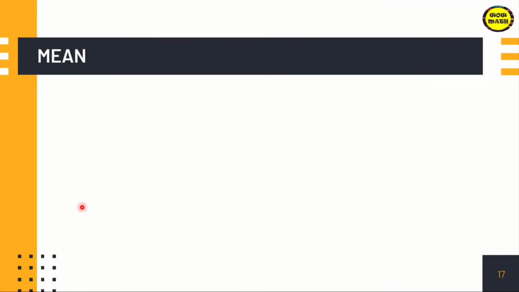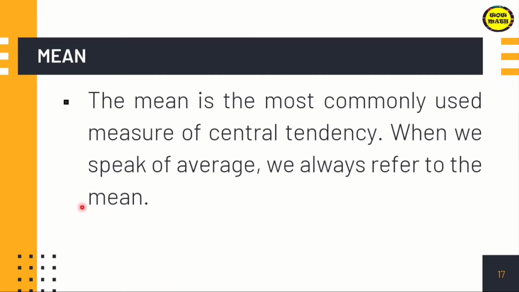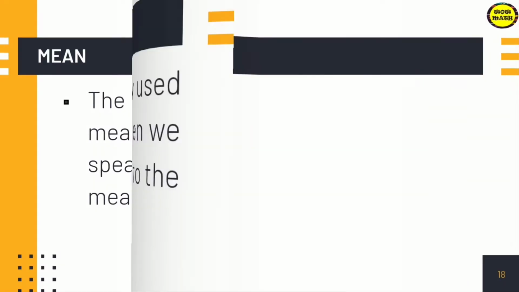For ungrouped data, the mean is the most commonly used measure of central tendency. When we speak of average, we always refer to the mean. We use this formula: the summation of x over n, where n is the total number of population or the total number of observations.